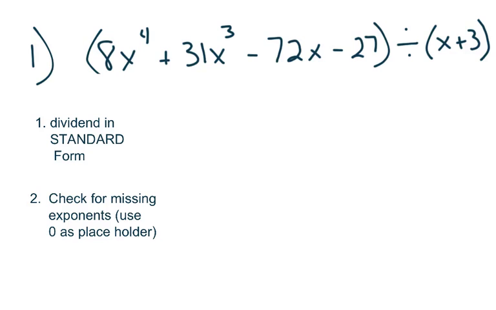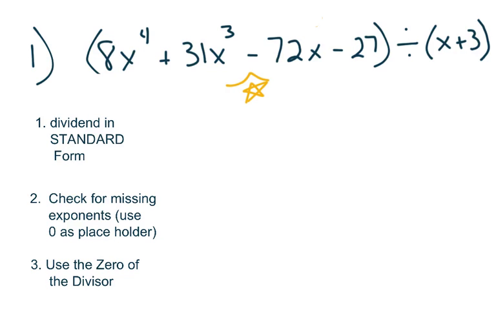The second thing is we need to check for missing exponents, and if there are missing exponents, we are going to use a 0 as a placeholder. So let's look here. We've got a 4, 3, 2. Oh, we don't have a 2. So that means we're missing x squared. So we are going to put a little arrow here and a star so that we're sure that we include a 0 in the place of x squared. And then we have an x and then no variables. So that's the only one we're missing.